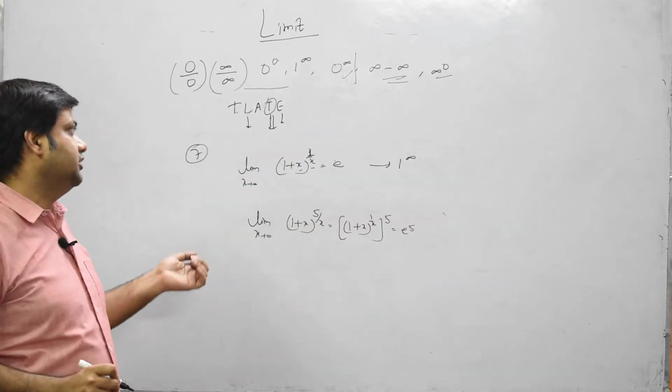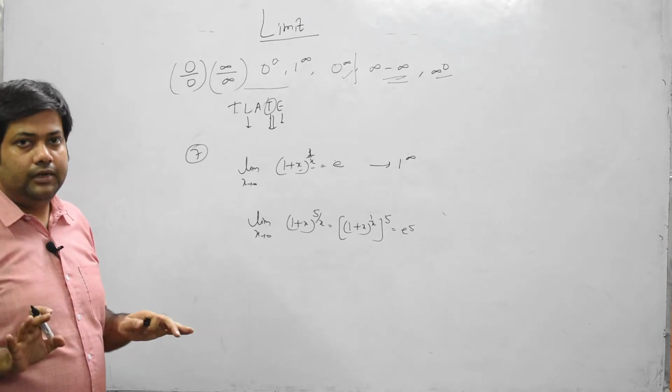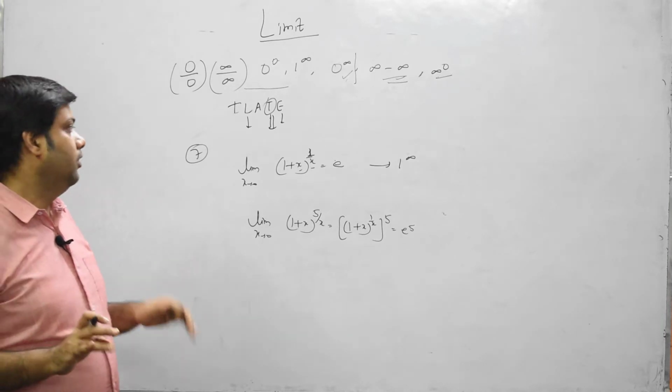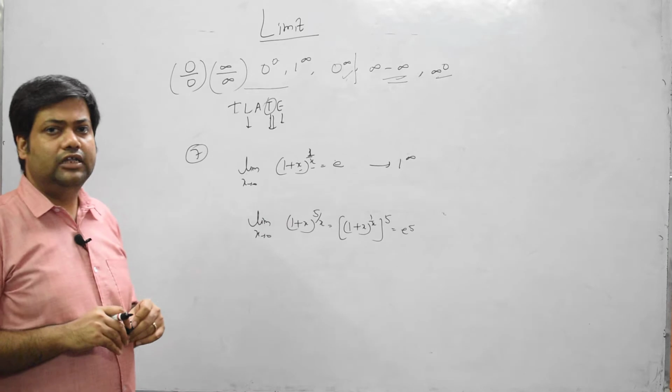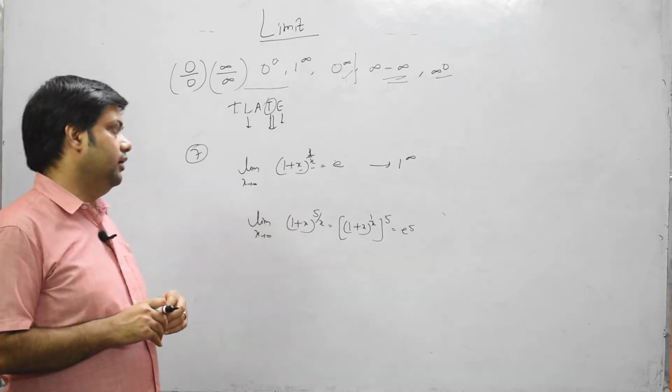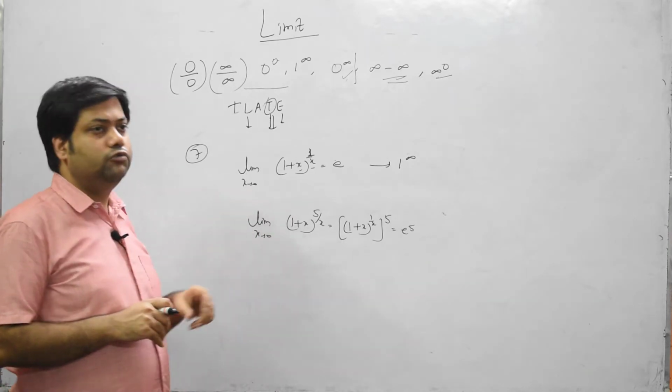e to the power 5 is the answer. But remember, this can only be deployed when the form is 1 to the power infinity. We'll also discuss other forms of 1 to the power infinity, where you don't have the limit extending to 0.